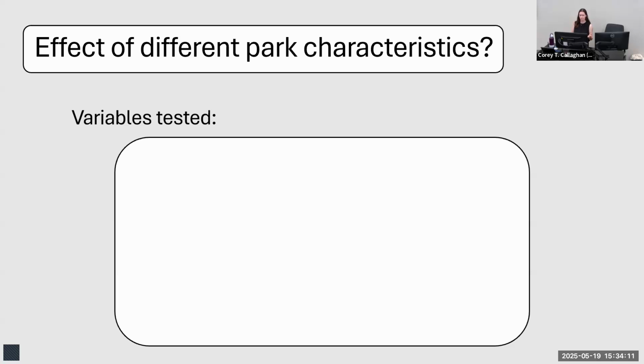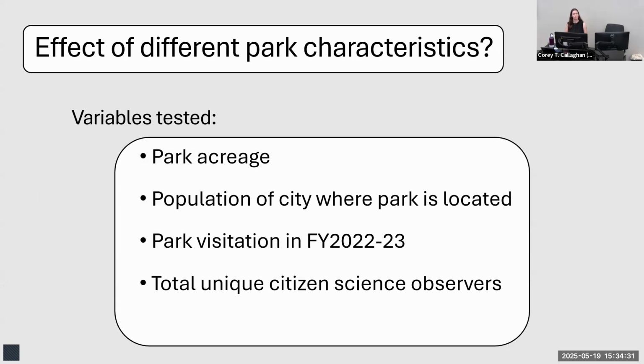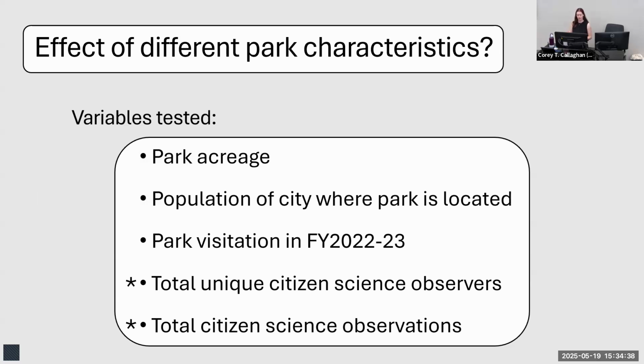Then I tested some different park characteristics against the proportional contribution of FDEP data. I tested the acreage of the parks, the population of the city the park is located in, the park visitation in fiscal year 2022 to 2023, which is tracked by FDEP, and then the total number of unique citizen science observers in that park, and the total number of citizen science observations. I found that both the observers and observations had a significant relationship with the proportional contribution of the source.